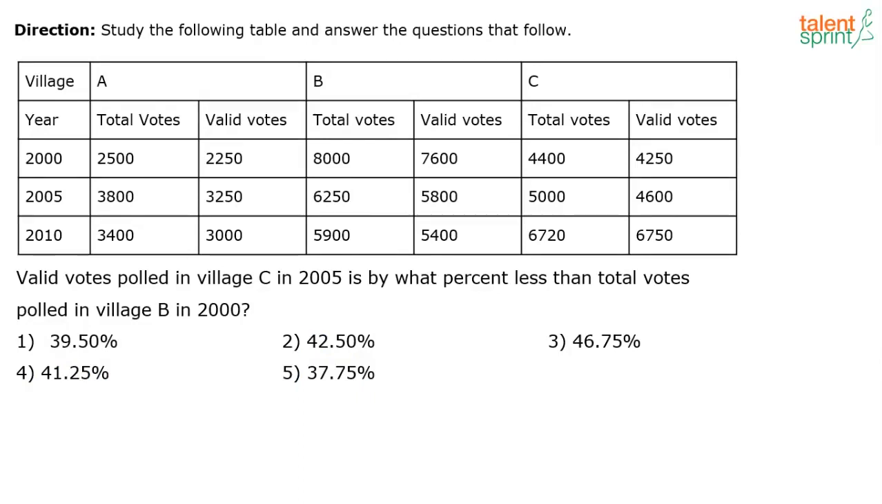Now I'm sure the question is easy. What is complex here is the calculation. You are not able to arrive at that common answer. So let me show it to you, right? See what the question says. Valid votes polled in village C in 2005.